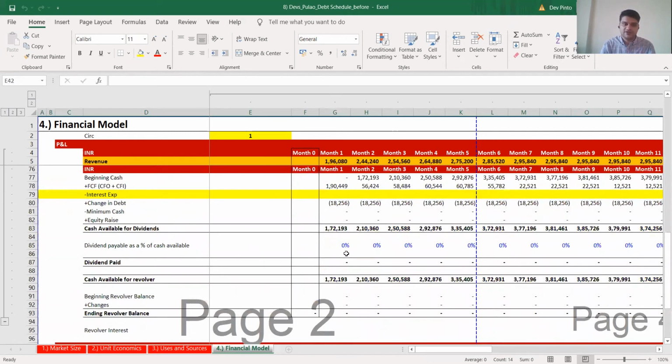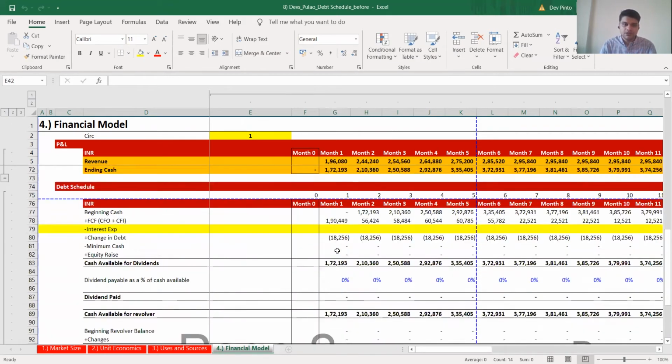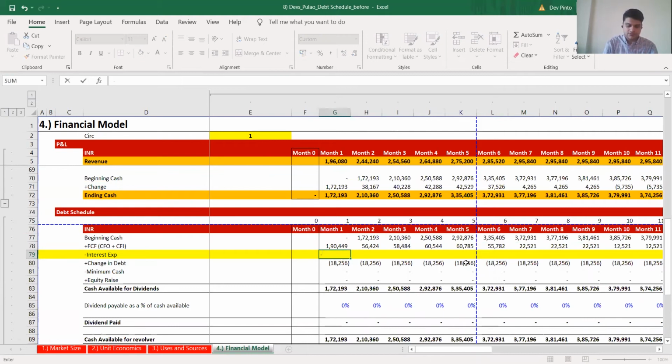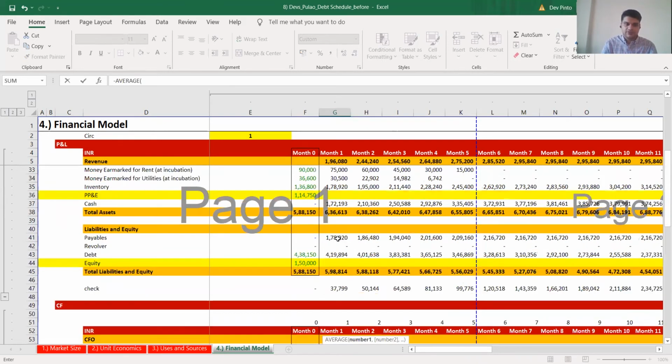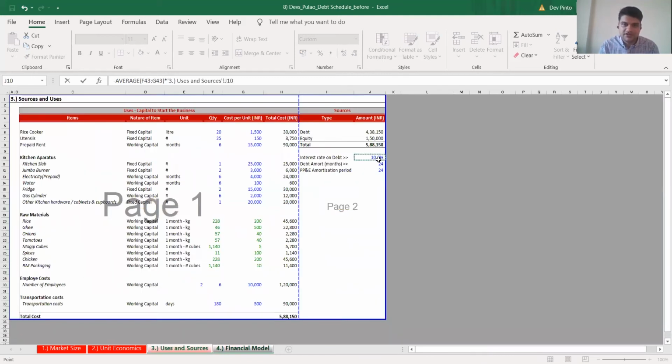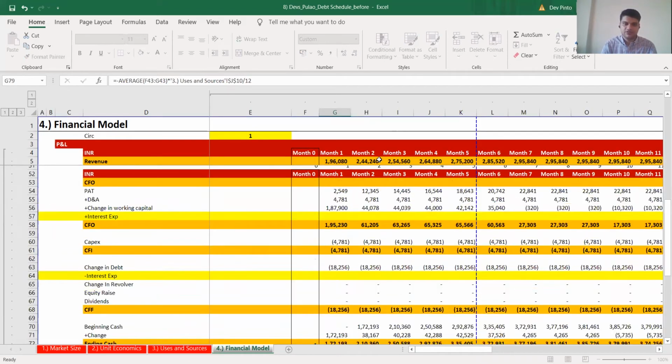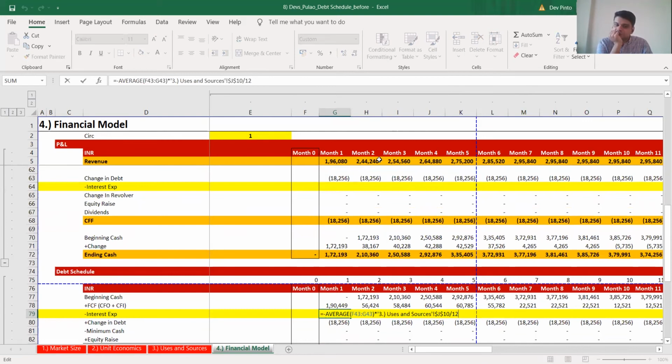So let's do it first for debt, right? So interest will be a negative, right? It'll be a cash expense. So let's do average of the debt balance for these 2 months times the interest rate, but this is an annual interest rate. So let's divide this by 12, right? This should be my interest for the first month. But we are going to put in a circular reference, and I'll explain to you why once we do the computation of revolver interest.